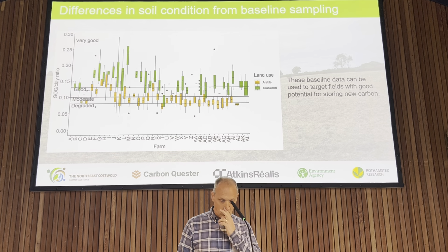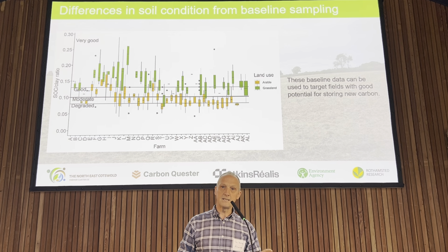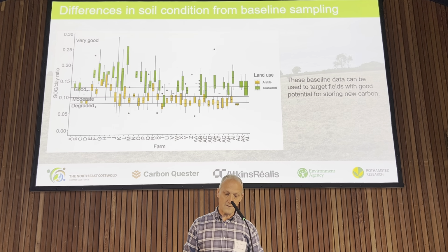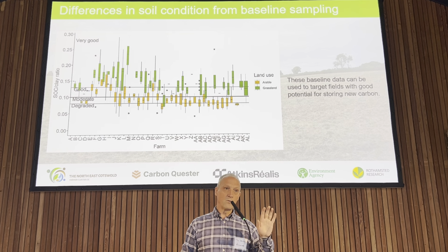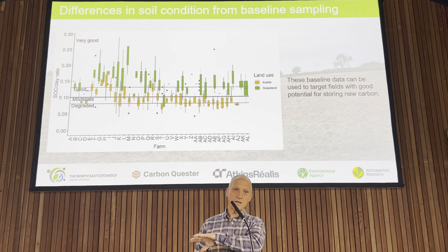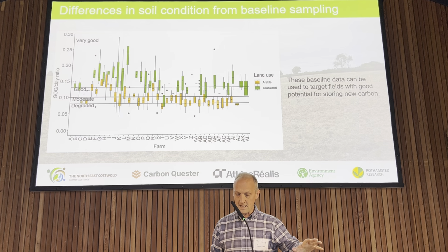So here's another of those box plots, and it's a representation of those baseline data. This time it's on an enterprise or farm scale. Each of those letters along the bottom is an anonymised farm where we did the sampling, and again the green is the grass and the orange is the arable, so you see a big difference between those two. And we've represented it as the soil carbon to clay ratio. So again, it's our index that Stefan was talking about, as an indication of the condition of that soil given the texture that you've got.